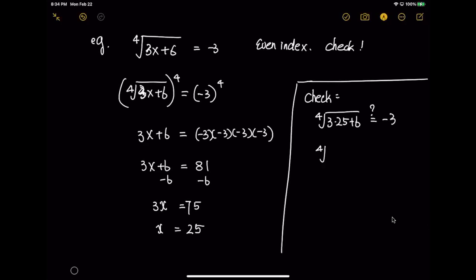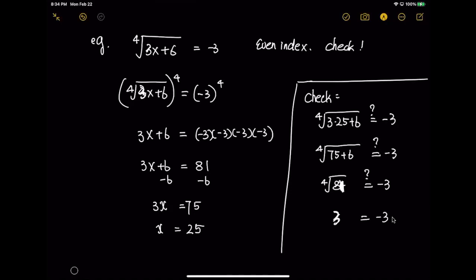So fourth root of 75 plus 6, which is, we don't know whether this is equal to -3 or not. And then we have 84, fourth root of 84. We don't know if this equals -3. But fourth root of 84 is equal to what? It's 81, sorry. 81. So fourth root of 81 equals what? It's equal to +3.